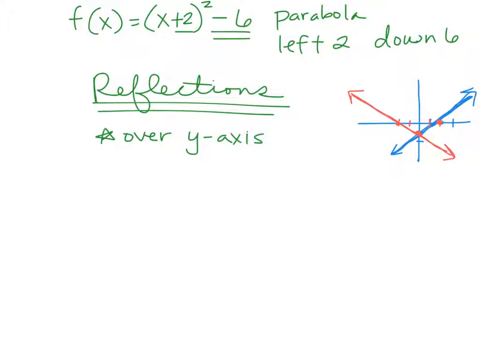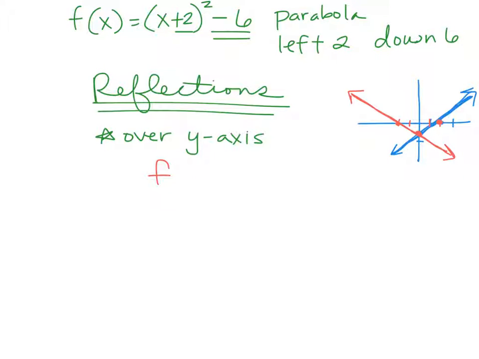Okay, so now here's my question for you. What changed about that new graph? Did my slope change? It did, right? It was positive. Now it's negative. So my slope changed. Did my y-intercept change? No. When I flipped it over the y-axis, the y-intercept didn't move. So that's what you need to know when you do a reflection over the y-axis.